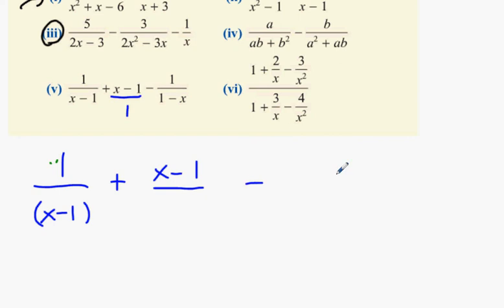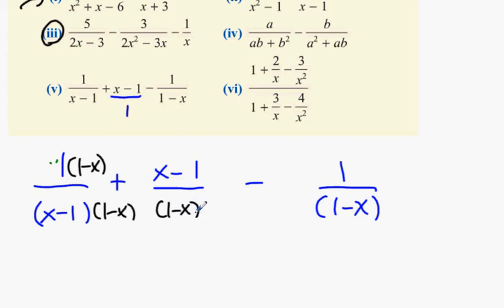Now, what happens when you look across at the other one? What does this one want? What denominator does this one want? It wants the 1 minus x, top and bottom. What does this one want in the middle? It wants 1 minus x and x minus 1, which means on top it also needs the 1 minus x and x minus 1. Now, looks like a lot of multiplying, doesn't it?